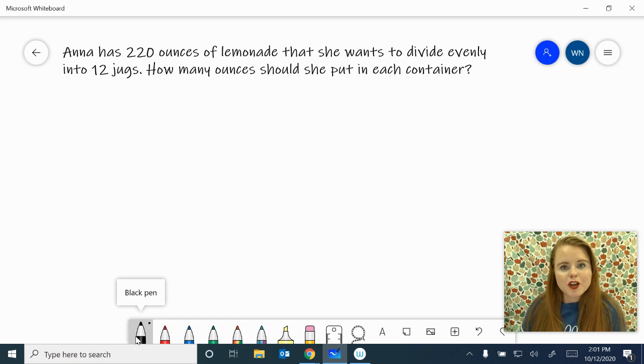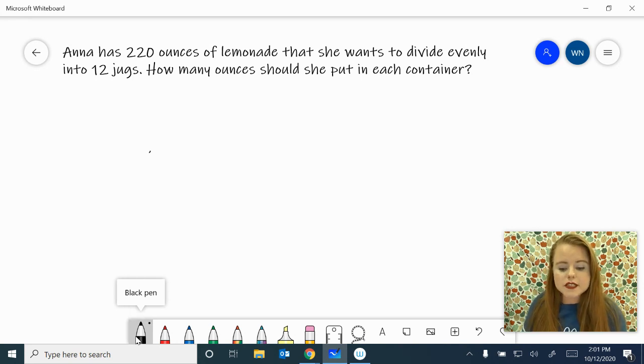Today we're going to continue to solve division word problems, but it's going to look a little bit different because yesterday when we were doing it, you didn't get a remainder. This time you will. Not only will you get a remainder, but you're going to have to interpret how to use and how to write that remainder. So let's get started here.